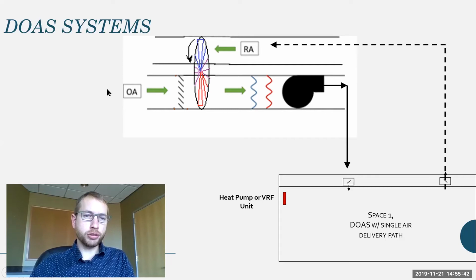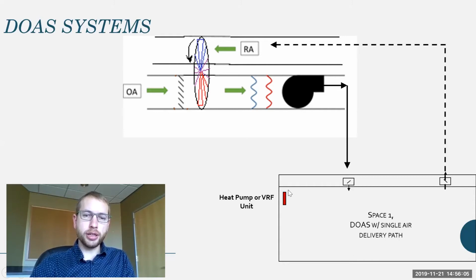So in a dedicated outdoor air system, 100% of the air that's coming into the building is pure, fresh outdoor air. All the return air gets exhausted out. We might have some heat recovery on that, trying to recapture some of the heating or cooling coming out of the building. But we're not trying to heat or cool the space with this air, right? We're just trying to provide fresh air.